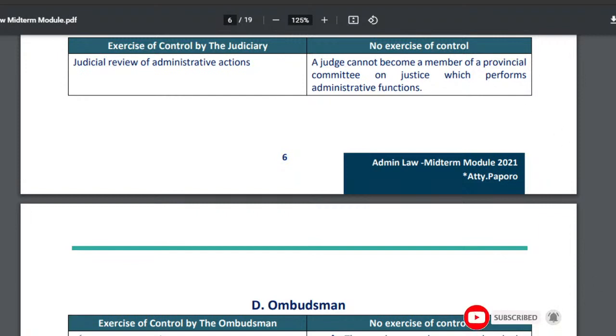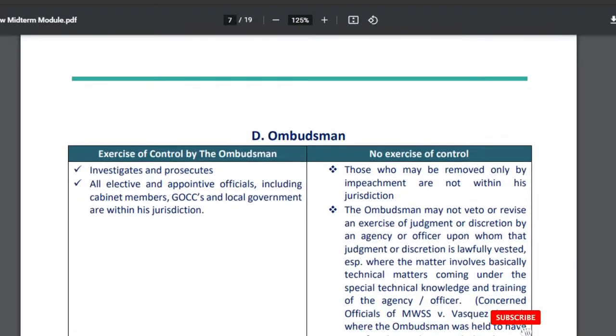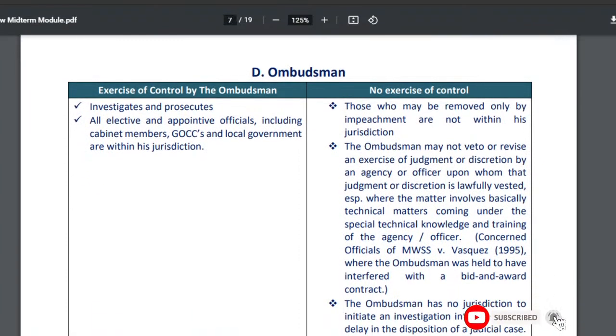For the Ombudsman, the Ombudsman can investigate and prosecute all elective and appointive officials, including cabinet members, such as the Secretary of Justice. It also covers GOCCs and LGUs within its jurisdiction. Why? Because there are some local government officials that are not under its jurisdiction. If it is a different jurisdiction, you have to go to the Sandiganbayan.